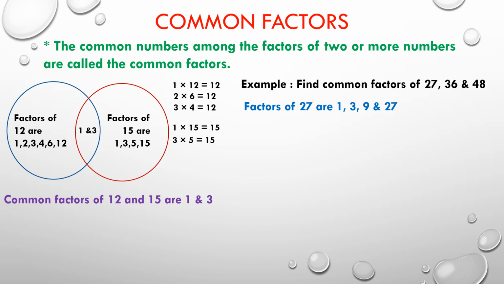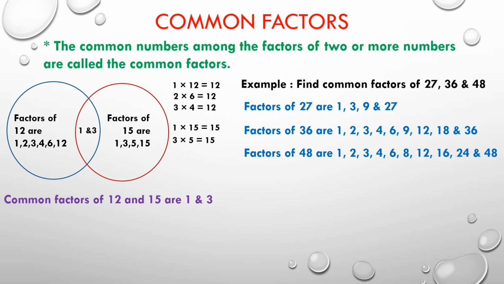Then factors of 36: 1, 2, 3, 4, 6, 9, 12, 18 and 36. I start with 1 and I see in the table of 1, table of 2, table of 3 and so on. Then factors of 48 are also given to you: 1, 2, 3, 4, 6, 8, 12, 16, 24, 48. I just found them out for you. Now what are the common factors of 27, 36, 48?